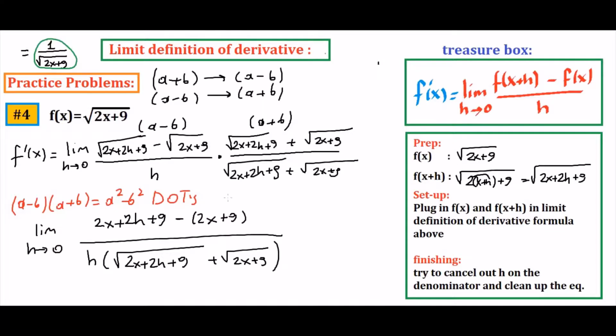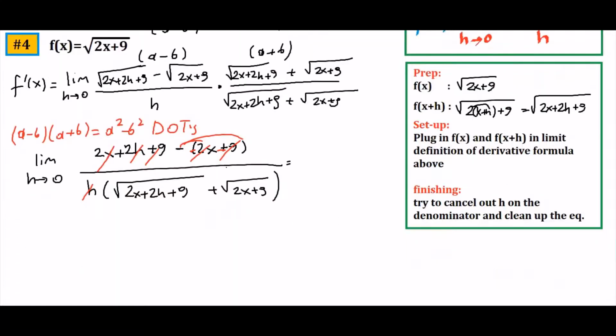Now we're going to distribute the negative sign inside. So negative times this is negative 2x, and negative times this is negative 9. Negative 9 cancels positive 9. 2x cancels 2x. We're left with 2h over h times this expression. Now h cancels h. So we're left with 2 on top and square root of 2x plus 2h plus 9 plus square root of 2x plus 9 on the bottom.